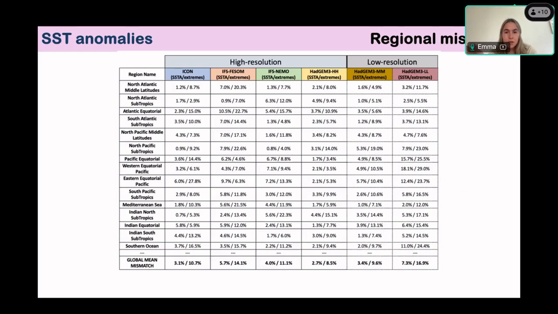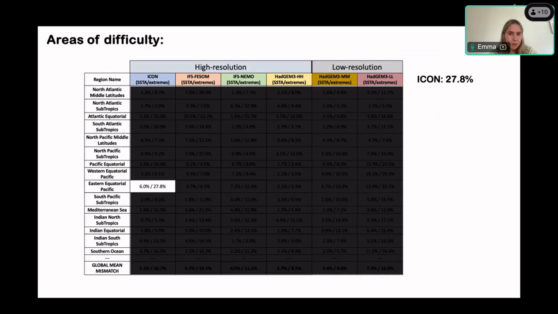On the left, we have the mismatch of the SST anomalies distributions and on the right, the mismatch of the extremes distribution. So in general, before we focus on a few areas, I want to point out that for SST anomalies, the results were quite good. So we have very low mismatches between the models and observations, both regionally and globally. For the extremes, we have a few areas of difficulty.